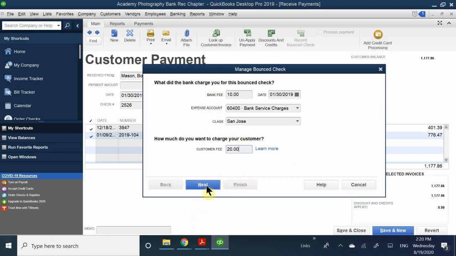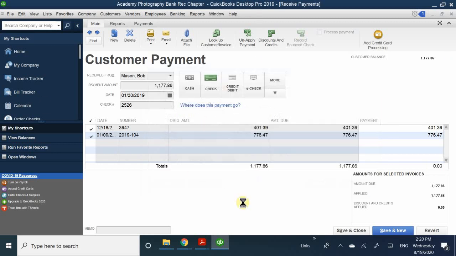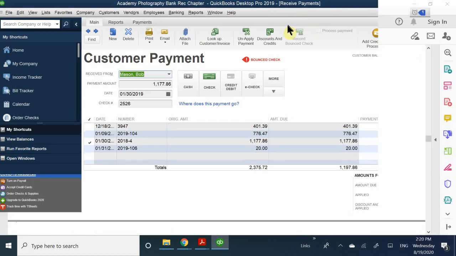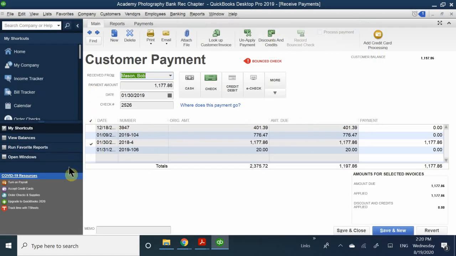Okay, and I'm going to go ahead and click next. Once I do that, I'm going to verify, are you sure this is for this check number? This check number has bounced, and you can add this in there. Yes, I confirm, and I click finish. Now, if you notice, his customer payment has increased by another $20. Now, let's look at that invoice he was paying for, the invoice of 2018-04.